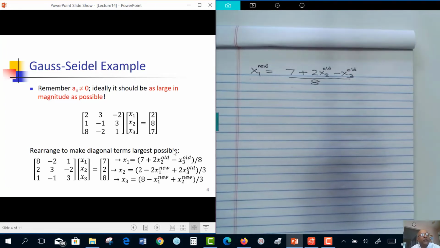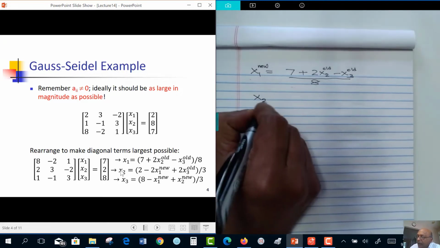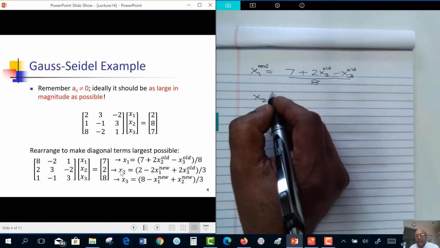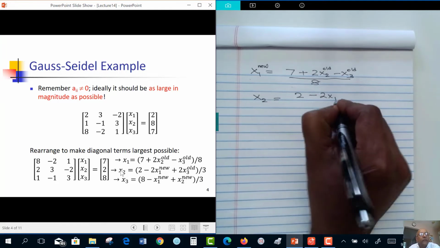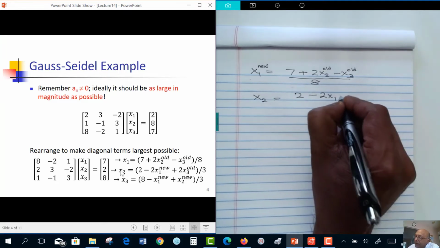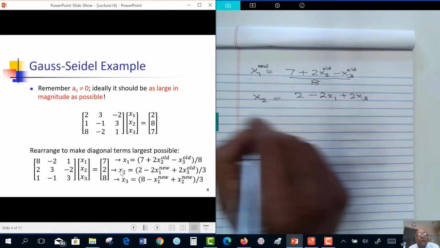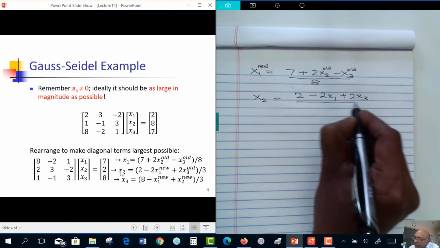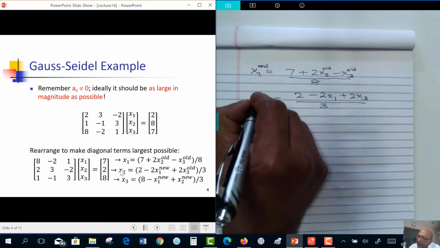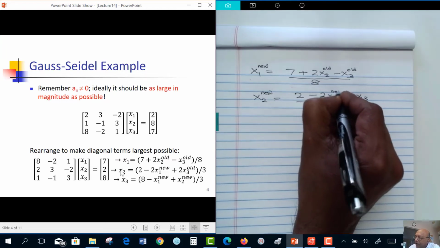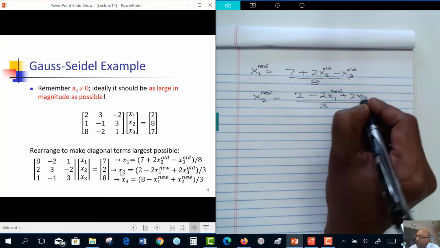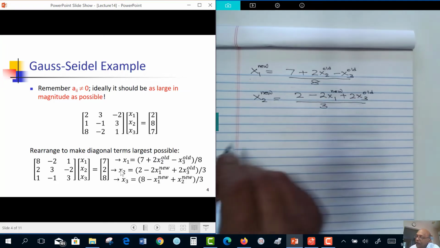Let's look at our second equation. From the second equation, we'll try to get the value of x2. So our second equation says 2 minus 2x1 plus 2x3, over 3. So of course we are getting a new value of x2. We have both an old and a new value of x1. Since we have a new value, Gauss-Seidel says use the most recent one. We only have the old value for x3.